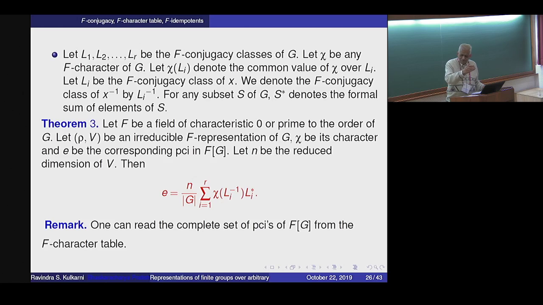It was a representation space over F first, then by various other elements that come into the game, V becomes a vector space over that division algebra. And if that dimension is n, that is the reduced dimension of this representation. So this is like the usual formula in the algebraically closed case, and one can read the complete set of PCIs from the F character table.